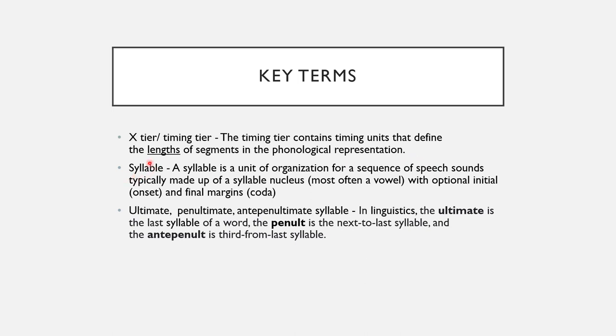Syllable. A syllable is a unit of organization for a sequence of speech sounds, typically made up of a syllable nucleus, most often a vowel, with optional initial or onset and final margins or coda. Ultimate, penultimate, and antepenultimate syllable. In linguistics, the ultimate is the last syllable of a word, the penultimate is the next to the last syllable, and the antepenultimate is the third from the last syllable.